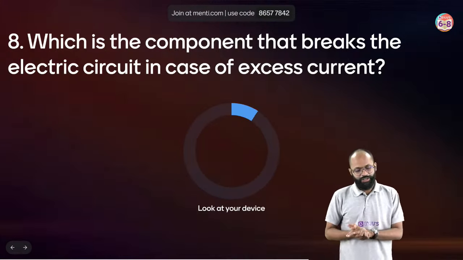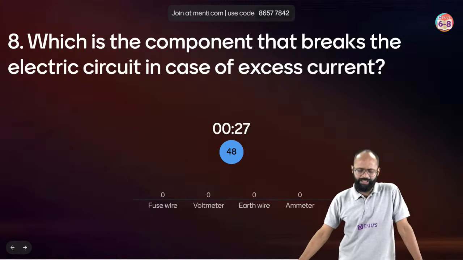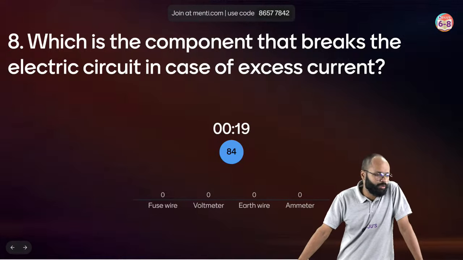5 minutes. Which of the component that breaks the electric circuit in case of excessive current? A. Very easy question hai to. Come on. Pole? Arre, this is mentee. No need of pole. Come on. Fatafat. Aha. Halwa. Good.